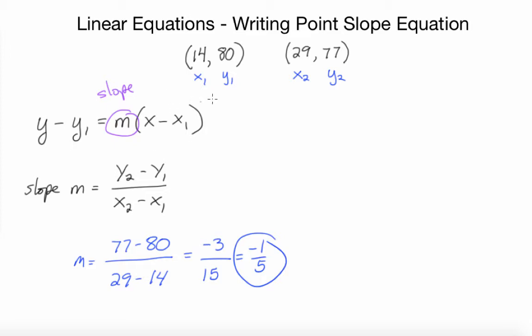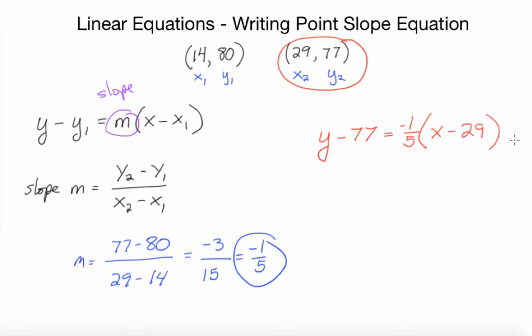All right, now let's pick a specific point and write ourselves a point-slope form equation. Just to be a little bit fun, I'm going to use the bigger values. Again, I could use any point, but I'm going to use 29 for my x value and 77 for my y value. And there's my slope. So y minus 77, that's my specific y value, is equal to my slope m, negative 1/5, times x minus my specific x value, 29. And there we go.